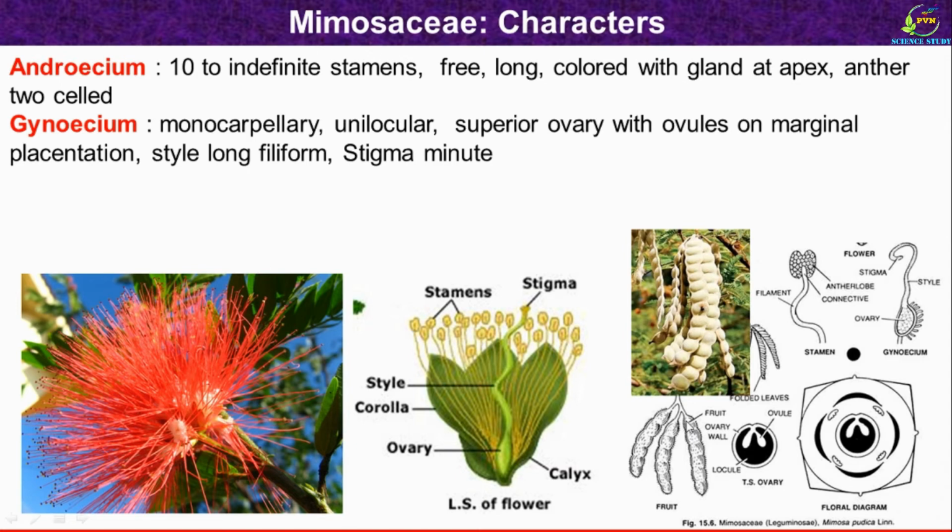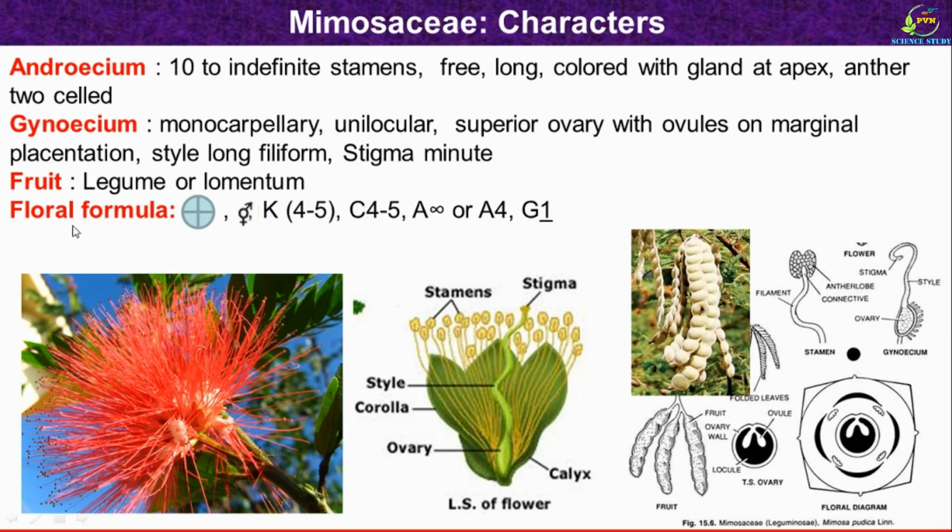As you can see here, the style is long and filiform, while the stigma is minute. Then regarding the fruit, the fruit is a legume or lomentum, as you can see here. Now we will see the floral formula. This is the floral formula of a common Mimosaceae family member.